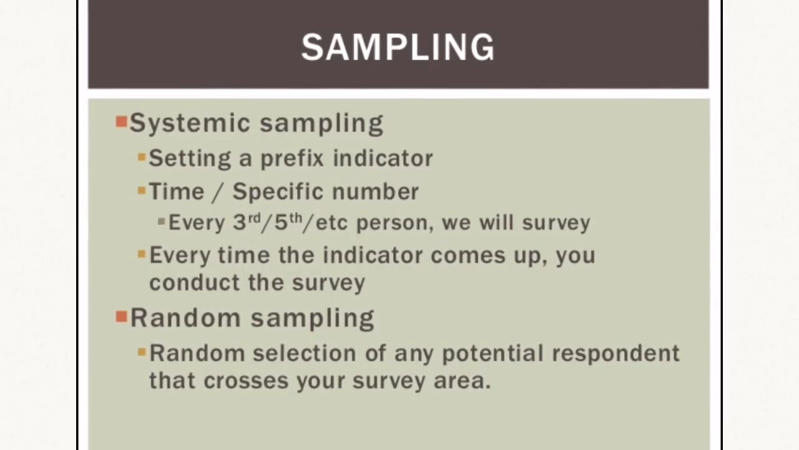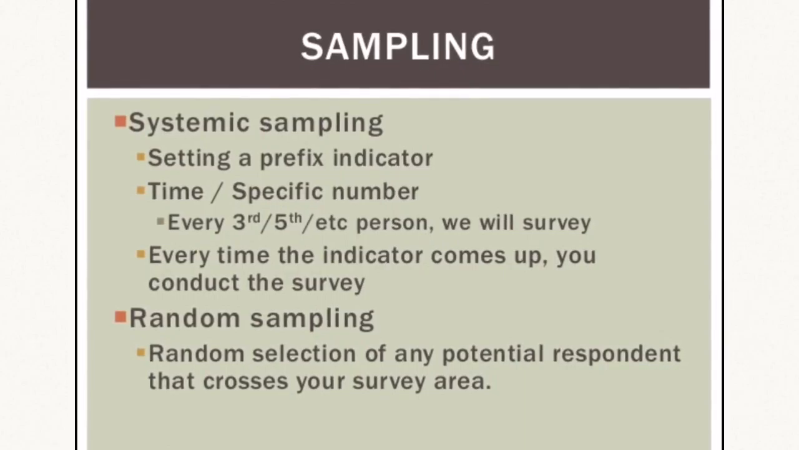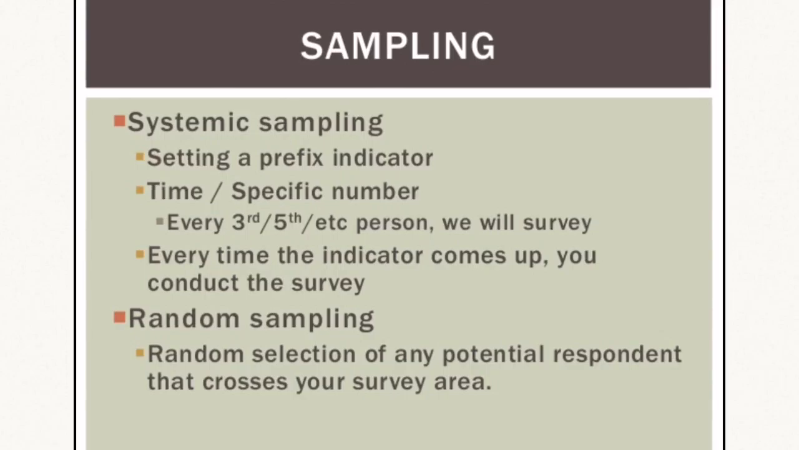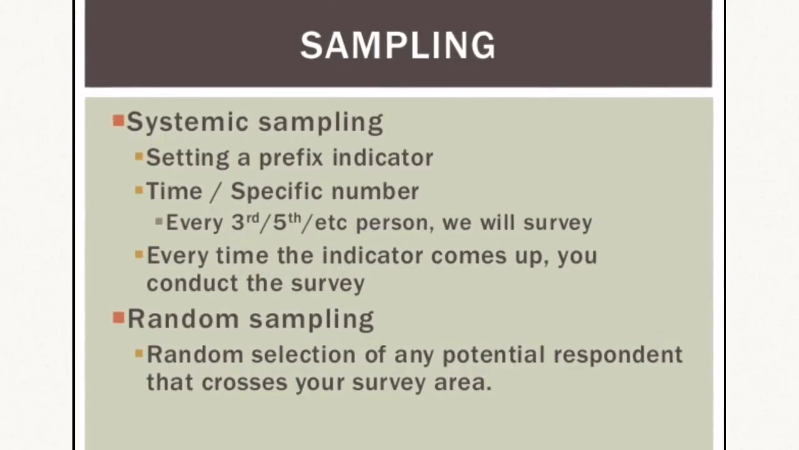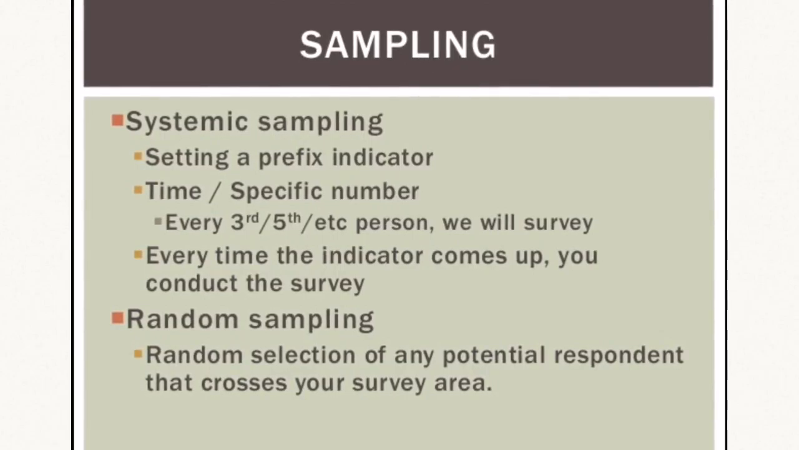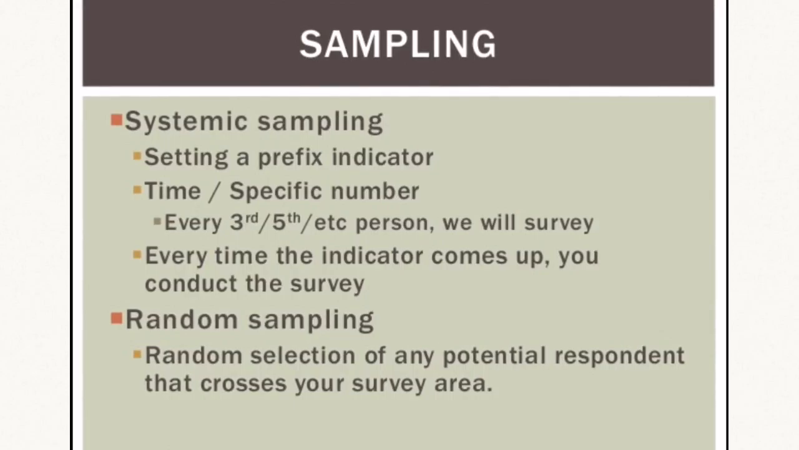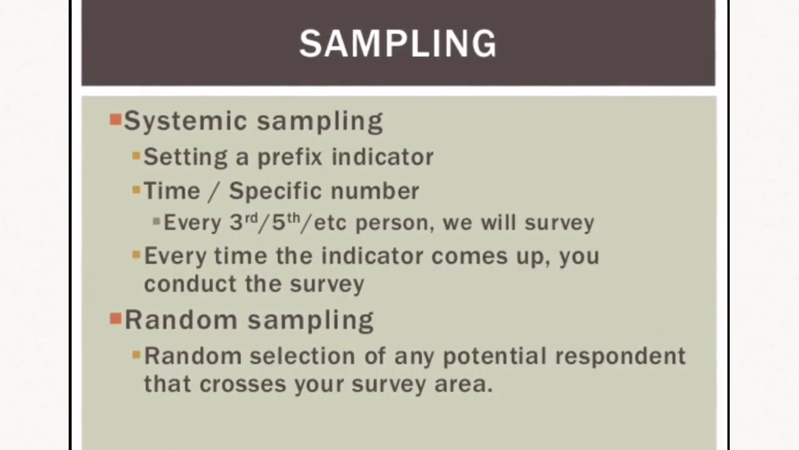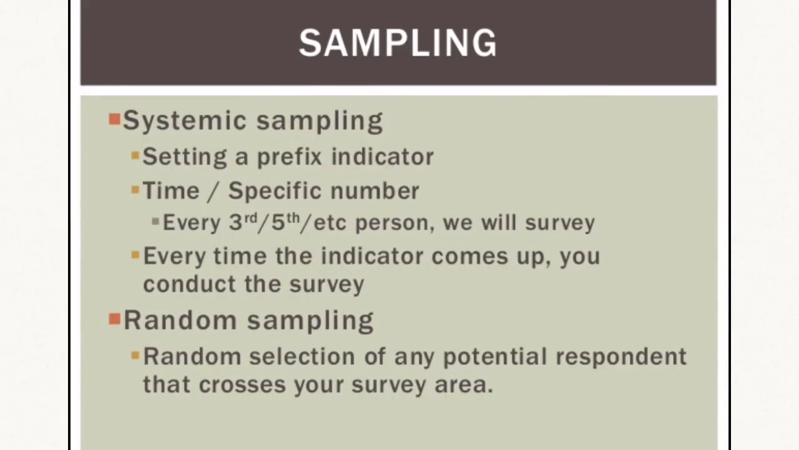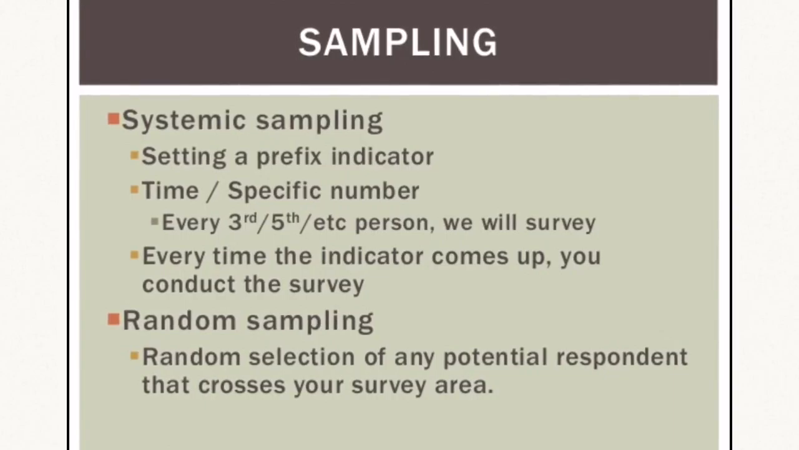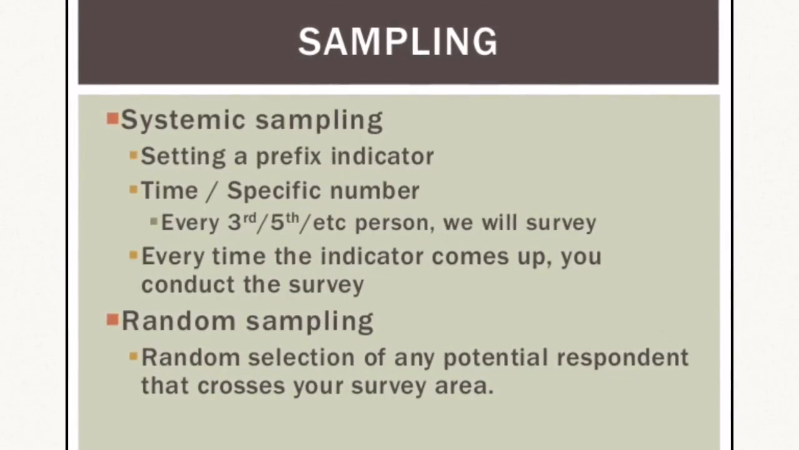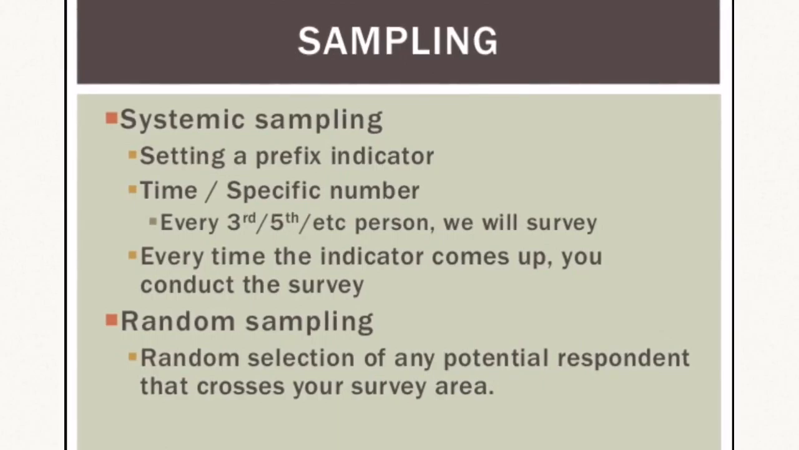The more commonly used one to introduce some sort of consistency is systematic sampling. This is where you set a prefixed indicator. It can be in the case of time, can be in the case of a specific number. So you will interview every third, fifth, or maybe 10th person that you come across. Every time the indicator comes up, you will conduct the survey.